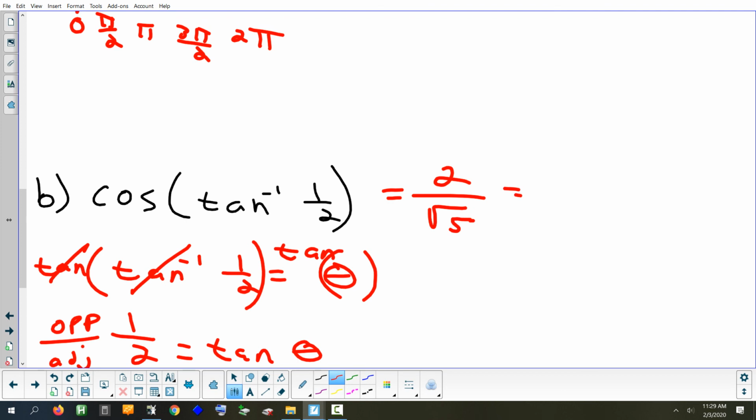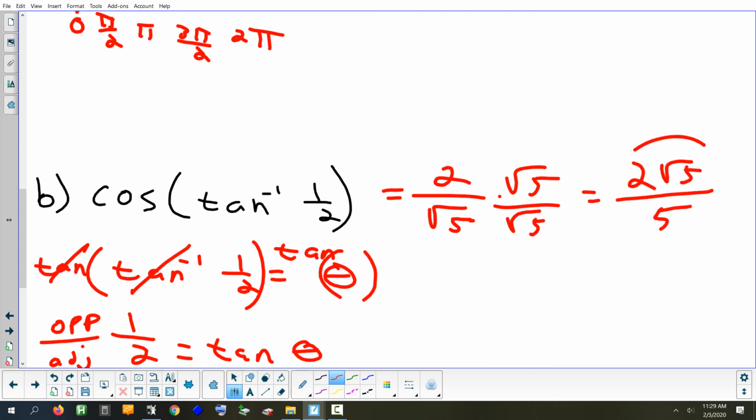But, Nikira, what do I have to do to fix that? Where? Both the top and the bottom. So I'll just write it times that, and your final answer is 2 square roots of 5 over 5.